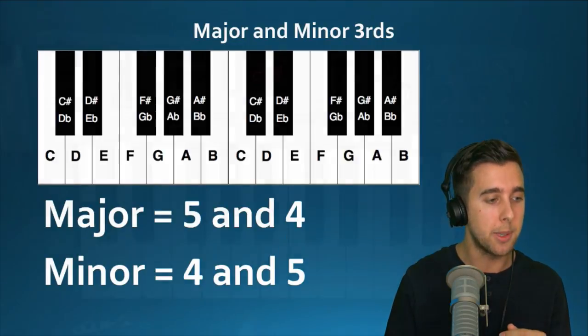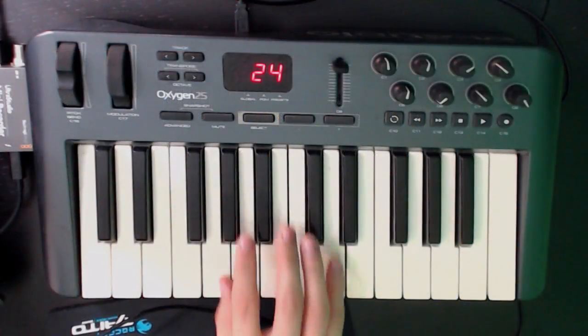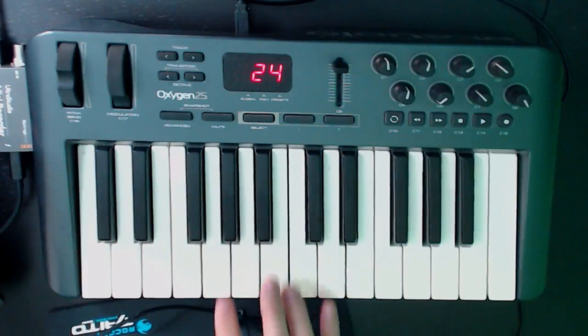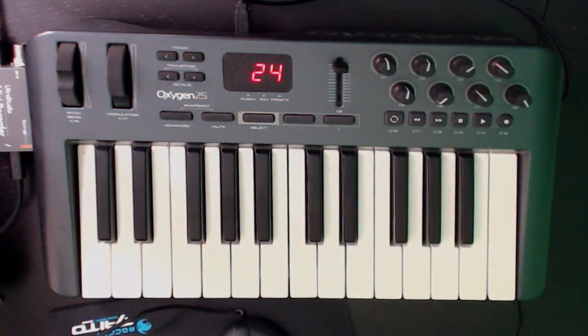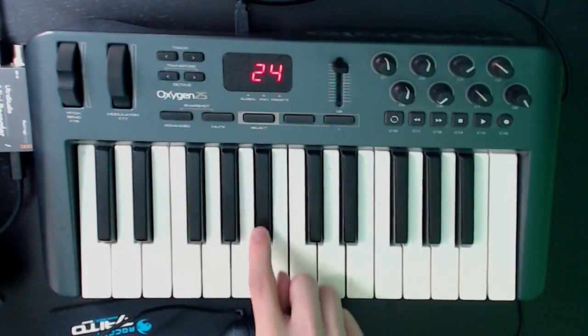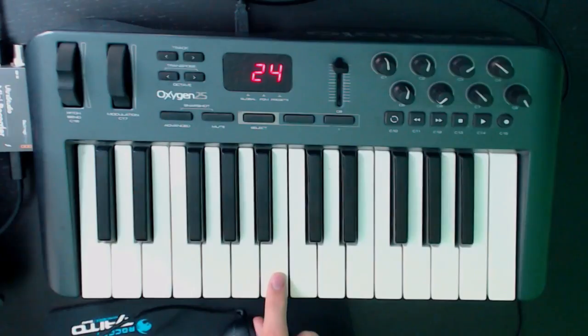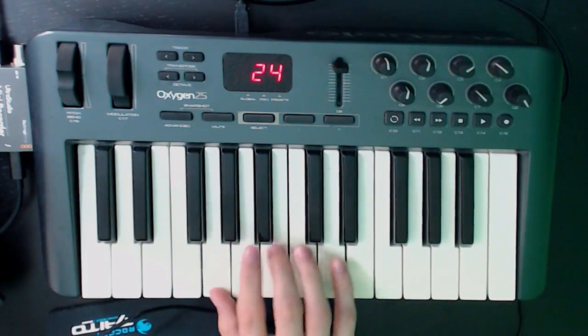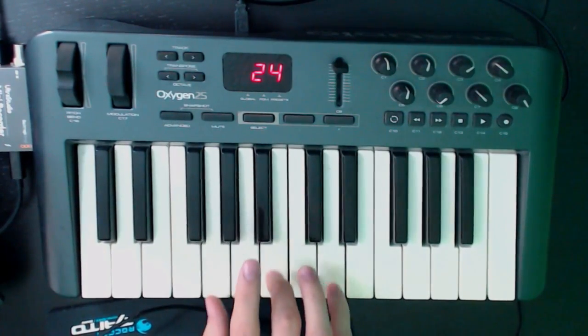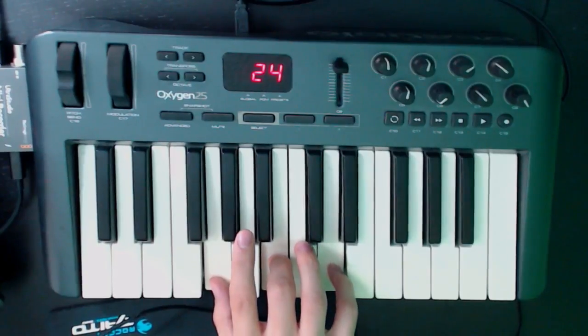I'll answer it as I go along. So let's get the keyboard up again. Let's start on, say, this one here, G. So remember 5 and 4 for major. So 1, 2, 3, 4, 5. So this is G and the third, which is major. And then 4. 1, 2, 3, 4. So this is G major.